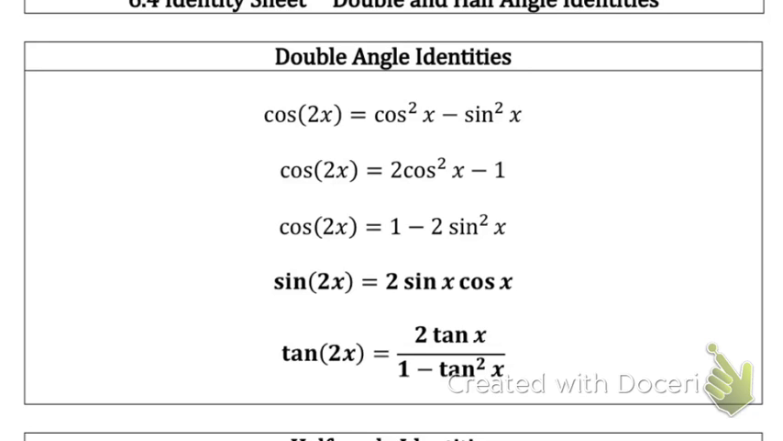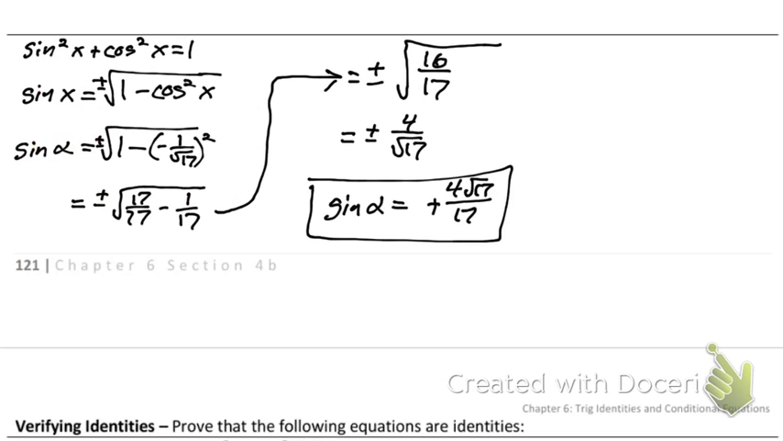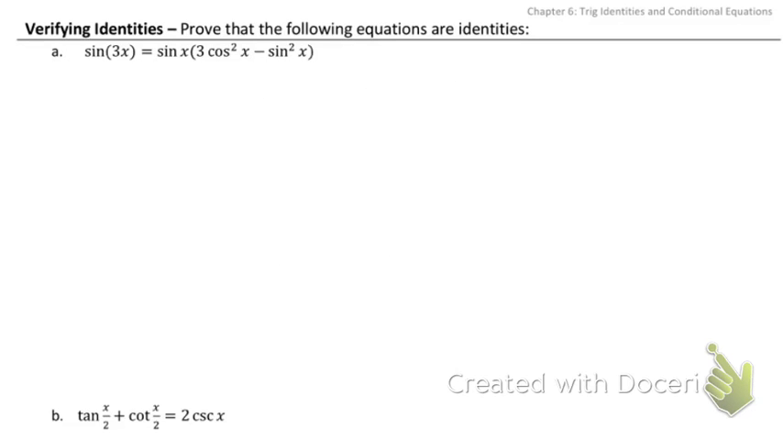I know an identity that has cosine in it. Let's use that to get to sine. Does that kind of answer your question? All right. Generally speaking, if I have sine or cosine alone, I'll always use sine squared plus cosine squared to get the other one, just to keep it consistent. All right, now we're going to get into verifying identities, which can get really tricky.